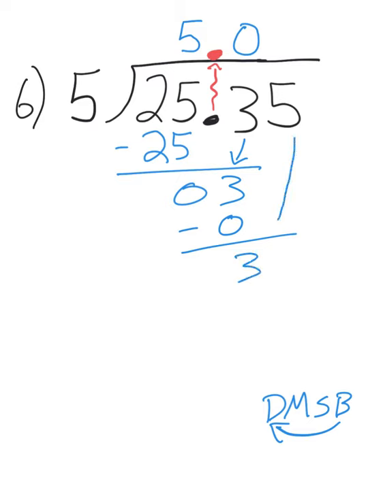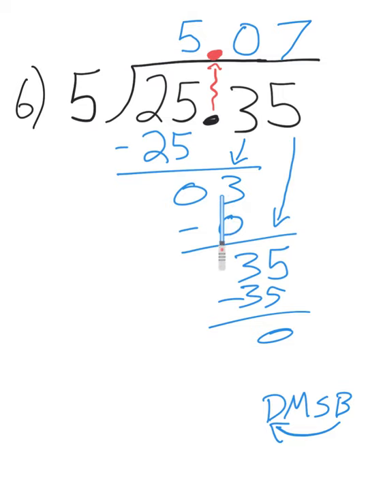Now we bring down our next number. What division problem do we now need to do? 7. Well, that's the answer. But what's your division problem here? 35 divided by 5. Yeah, 35 divided by 5 equals 7. 7 times 5 is 35. There's nothing left over. Woo! Remember, when you bring down a number that you still can't divide, that just means there's a 0 in your answer. That's important.